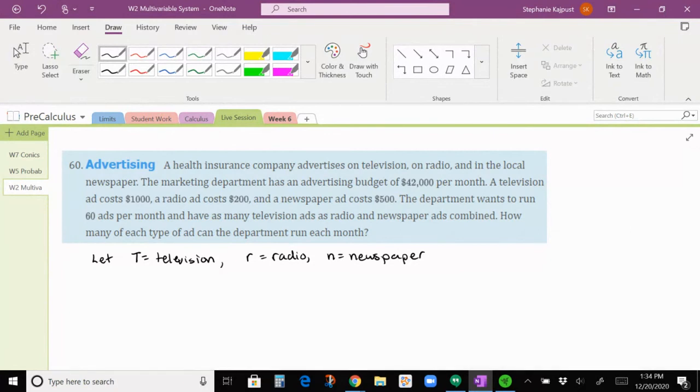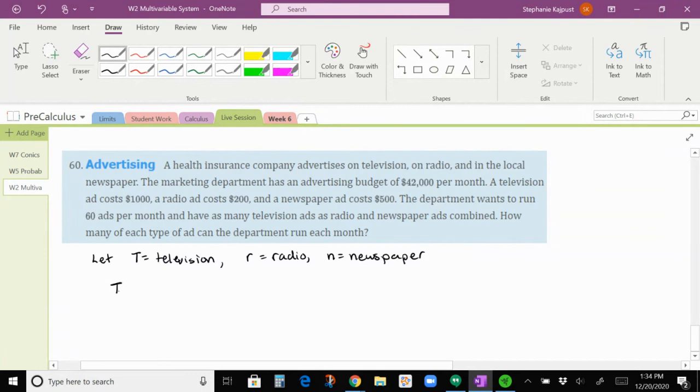So once you determine that, then you start reading the problem a second time to determine the information that you have and how you get that into equations. So the first sentence is not important because it doesn't give us any numbers or anything. It's just reinforcing that we have 3 things that we're looking for. Second sentence, the marketing department has an advertising budget of $42,000 per month.